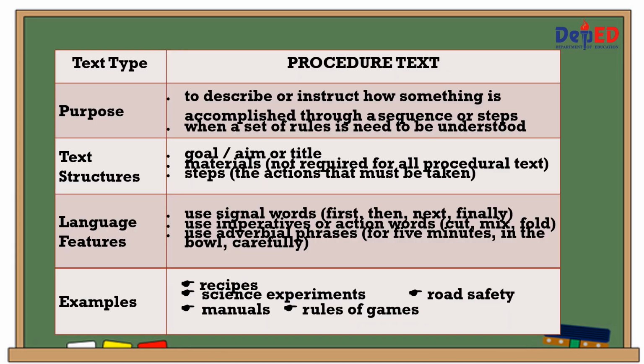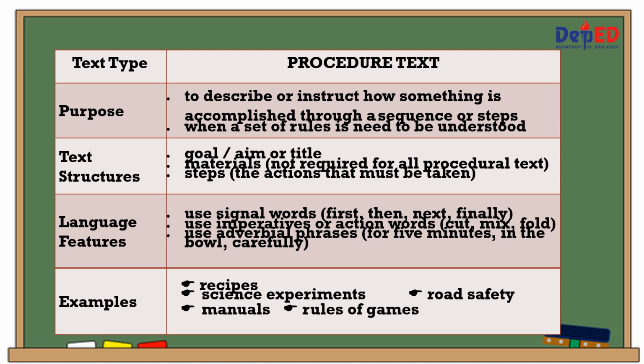Procedure text. The purpose is to describe or instruct how something is accomplished through a sequence of steps, when a set of rules needs to be understood. Text structure: it has a goal, aim, or title. Materials are not required for all procedural text. Steps are the actions that must be taken.